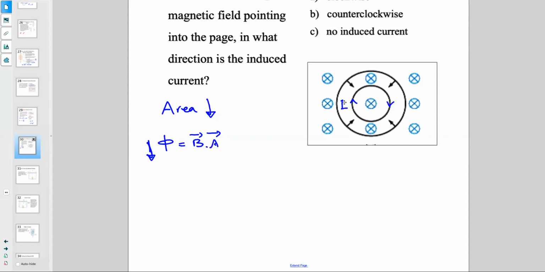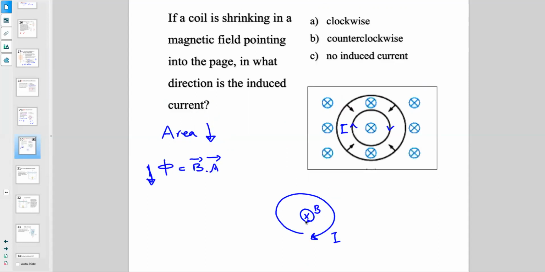Because based on the right-hand rule, if you have current in this direction, this will cause a B field to go inside. So this means it will be clockwise.